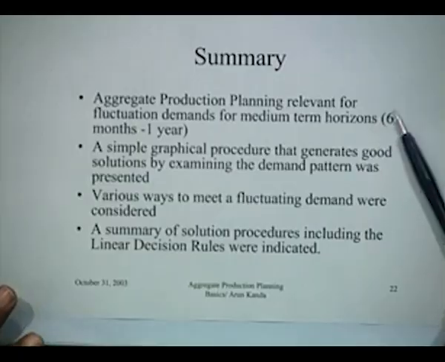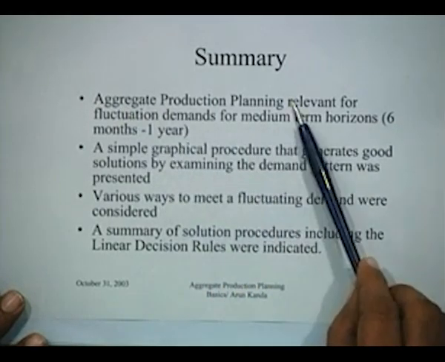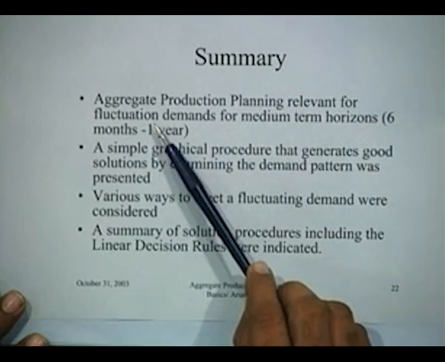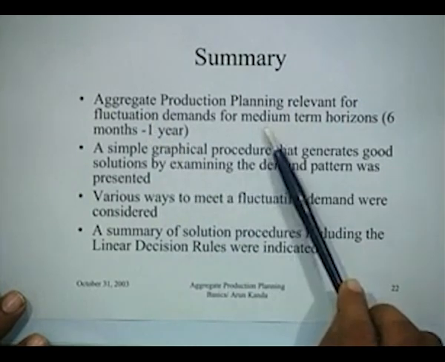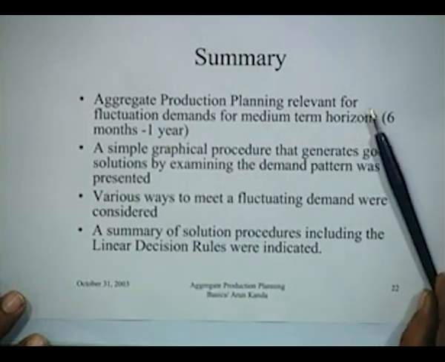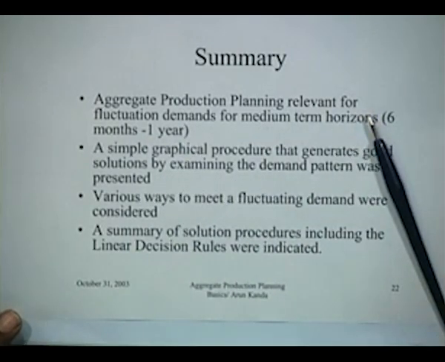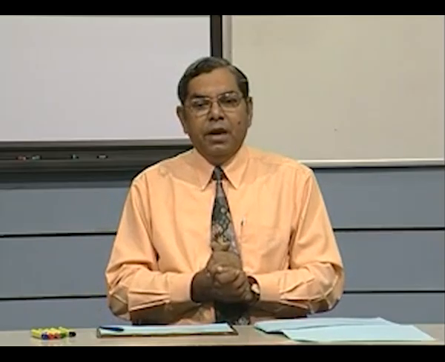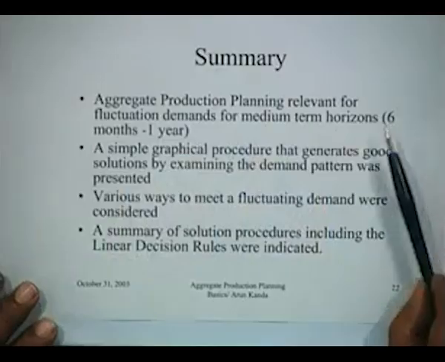To conclude, let us summarize what we have seen in this lecture. We have seen that aggregate production planning is relevant for fluctuating demands over medium term horizons, typically in the range of 6 months to 1 year. That is one key factor you have to understand: the horizon is 6 months to 1 year, we are talking about the fluctuating demand of the company, and we are trying to see how the resources should be allocated to meet that fluctuating demand. This is the problem.